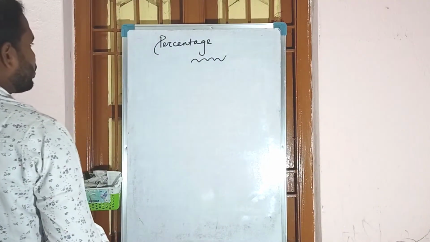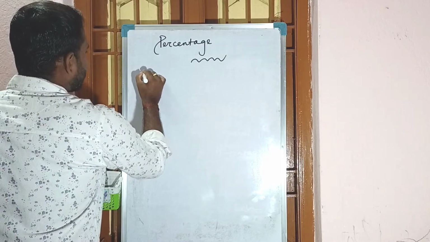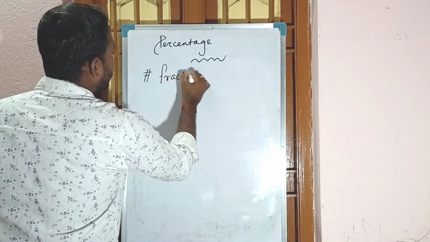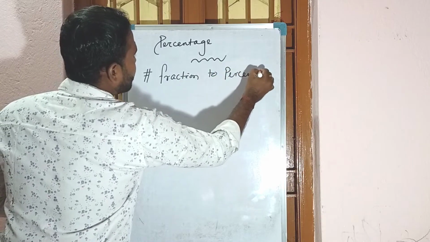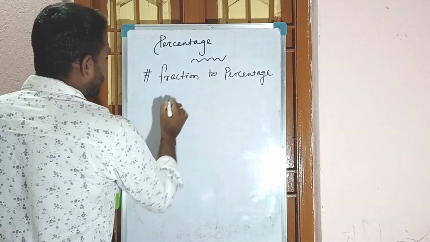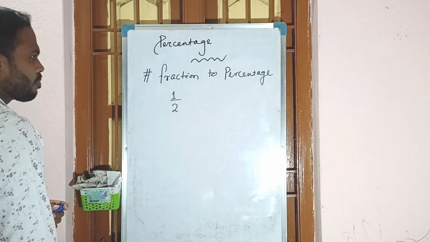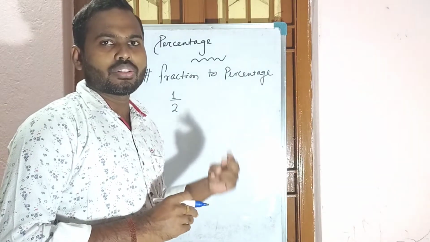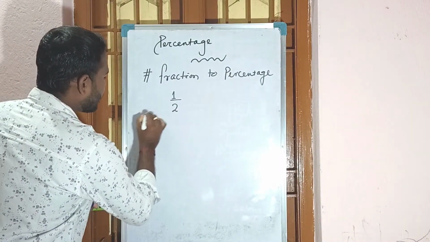Suppose we have to find out the percentage. Let me write first, fraction to percentage. It's basically the conversion of fraction to percentage. Suppose I am given a fraction like 1 by 2. If I want to convert it into percentage, I can do it in two ways. Let's take the first way.